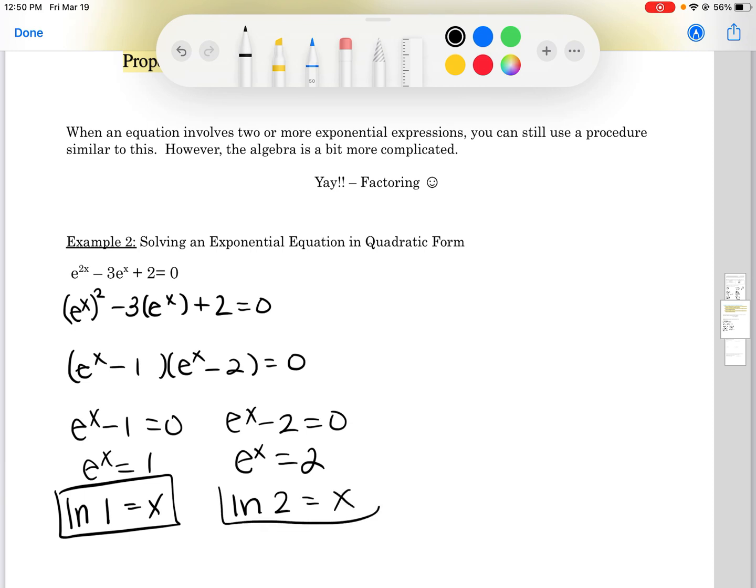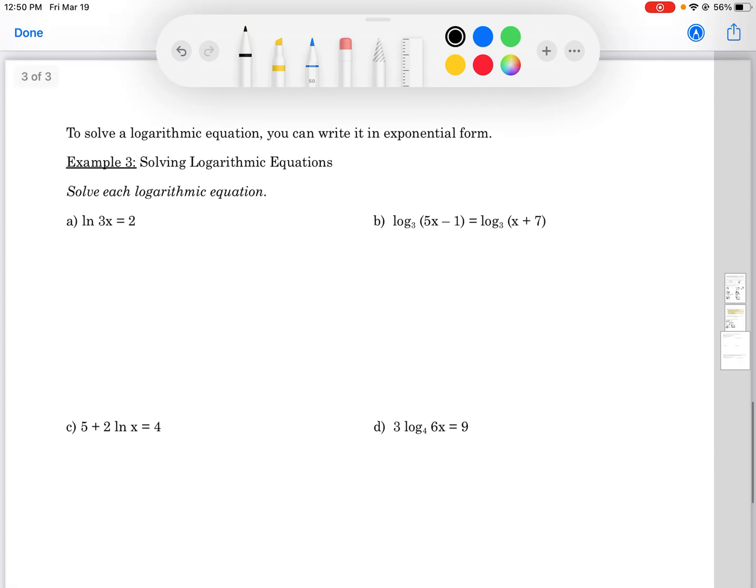All right. In order to solve a logarithmic equation, you can also write it as an exponential, and that can be very helpful here. So the natural log of 3x is equal to 2. Remember, that means log base e of 3x is equal to 2. So that means e squared is equal to 3x. Remember, e is just a number. We'll divide by 3. So x is going to equal e squared divided by 3.